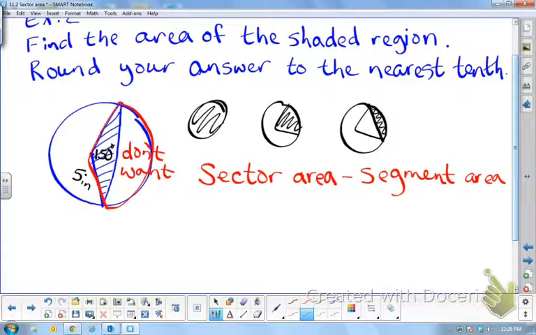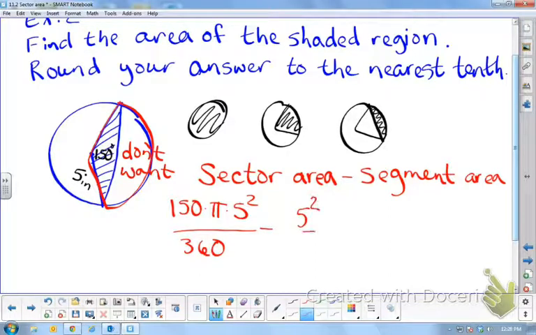So they gave us our angle, they gave us our radius, we can just go plug these in now. Sector area is theta, 150, times pi times radius squared, divided by 360. Segment area is radius squared, our radius is 5, divided by 2, times theta times pi, divided by 180, minus the sine of 150 degrees.